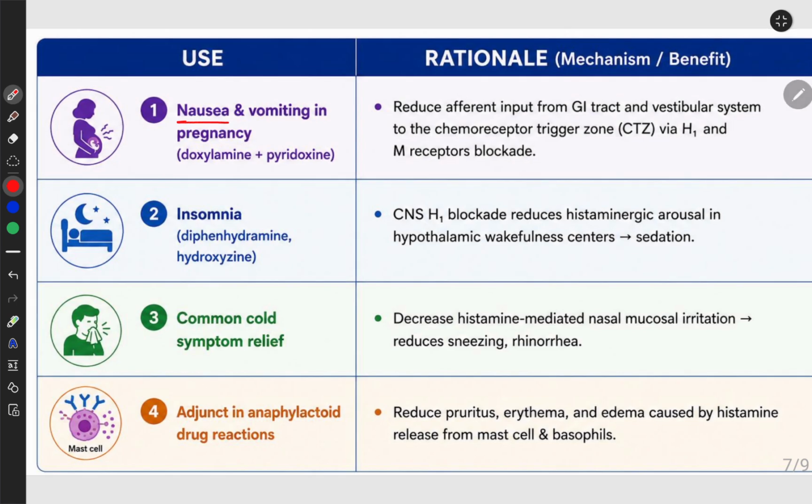Similarly, they can be used, or were previously used, in nausea and vomiting associated with pregnancy, because they will act on the afferent input of the GI tract and the vestibular system, and via H1 and M1 receptor blockade, these drugs will decrease the nausea. Because the first generation antihistaminics have the CNS depressant or sedative effect, they were used in the treatment of insomnia, though now we do not use them for this use as well as for the previous use because we have better alternatives.